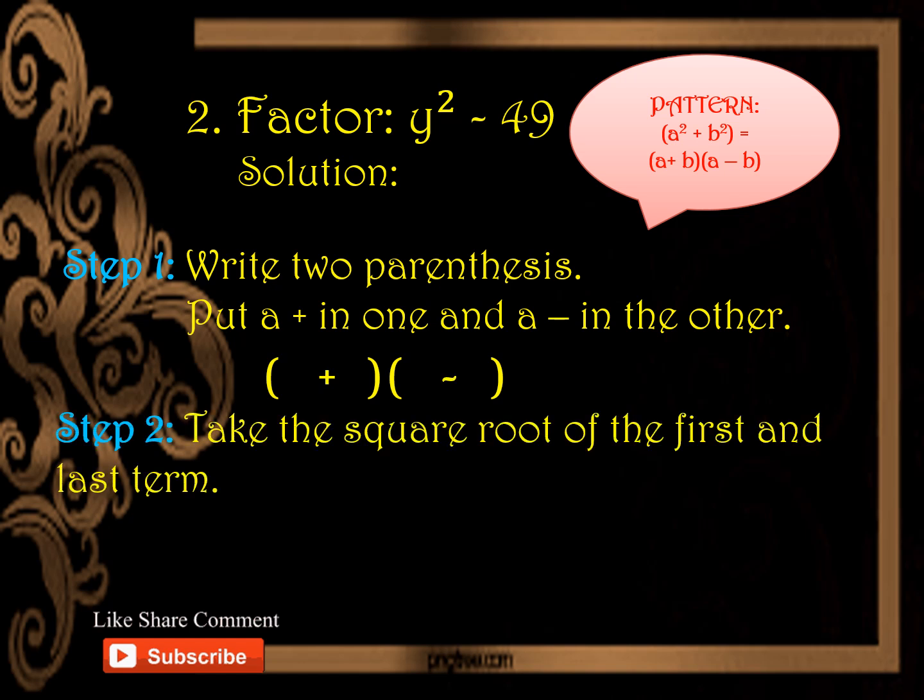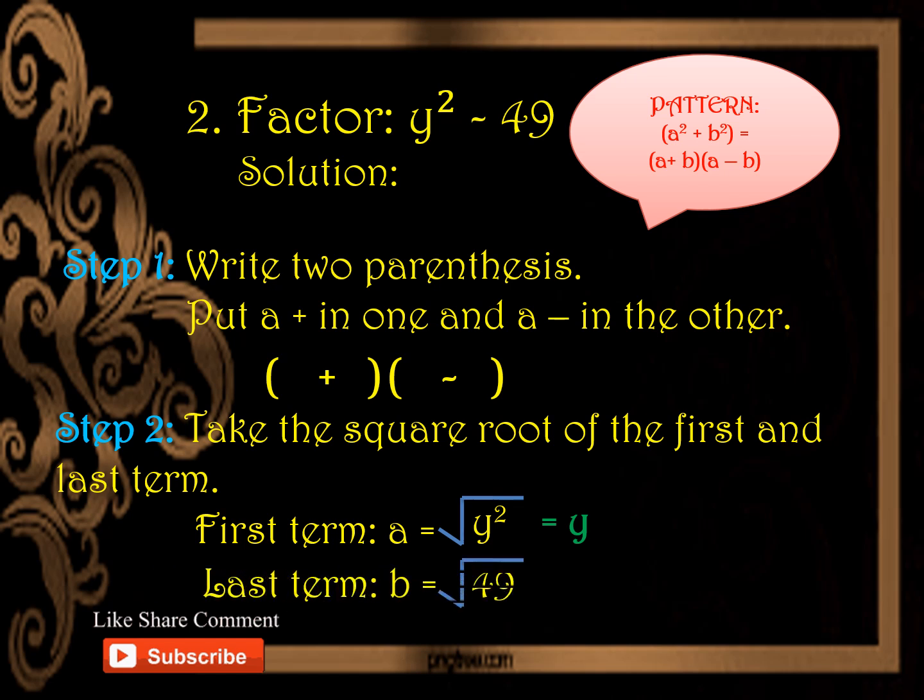So step 2, take the square root of the first and last term. Our first term is y squared, and our last term is 49. So the square root of y squared is equal to y, and the square root of the last term, which is 49, is equal to 7.